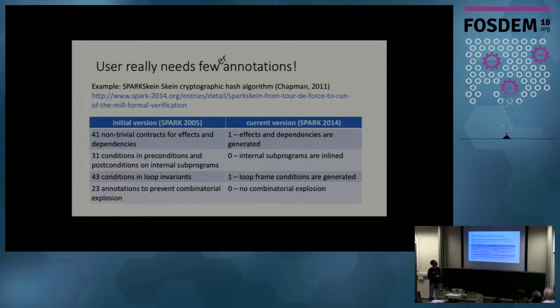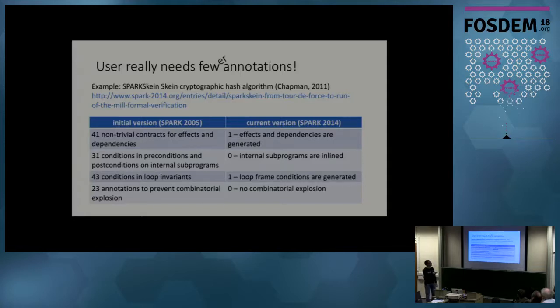And Rod Chapman, who was at the time a leader of the Spark team at Altran, wrote the Spark implementation of that. So there's a scientific article about it. And the Spark implementation required a lot of work. So you had many annotations for effects and dependencies. So the global dimension, and depends on the one for dependencies between the inputs and outputs.